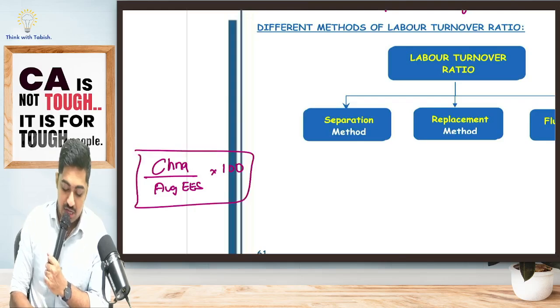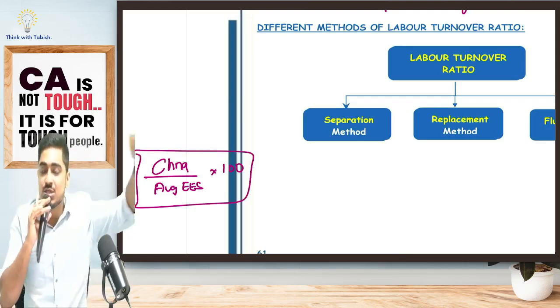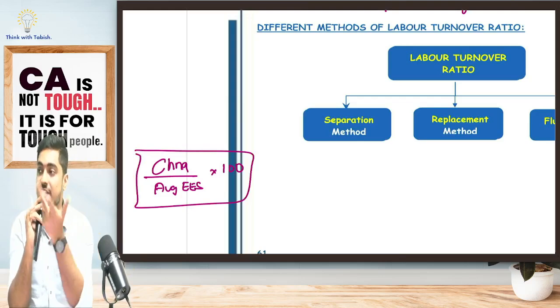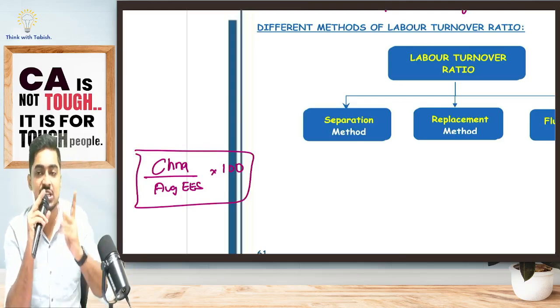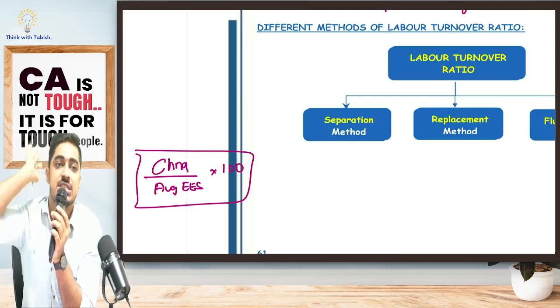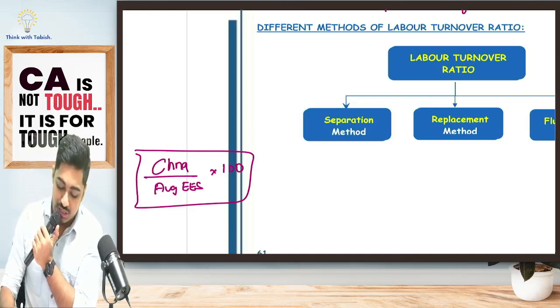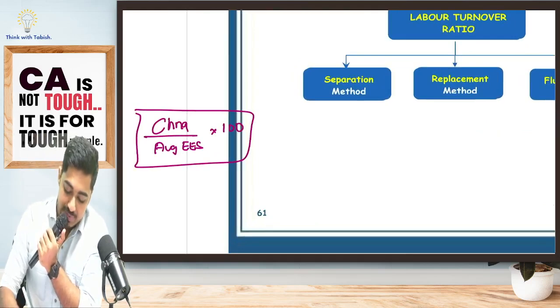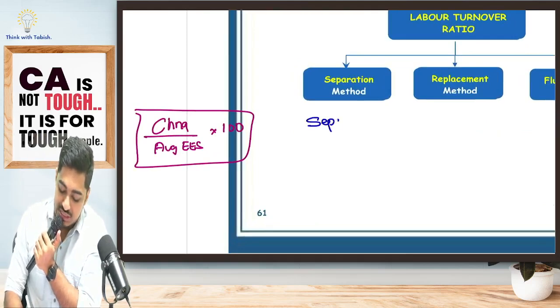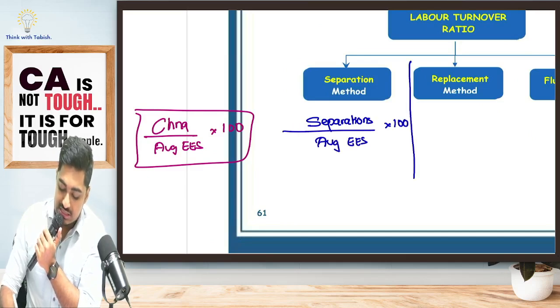Yes or no, everyone? Now change can be anything. Separation is also change. Accession is also change. Total is also change. Everything is change. So what change should I consider? Separation method is telling which one should we consider? Separation only I will be taking. That means what is going to be my formula, students? Simple, sir. I will be taking employee separations divided by average number of employees into 100. Is this clear, everyone?